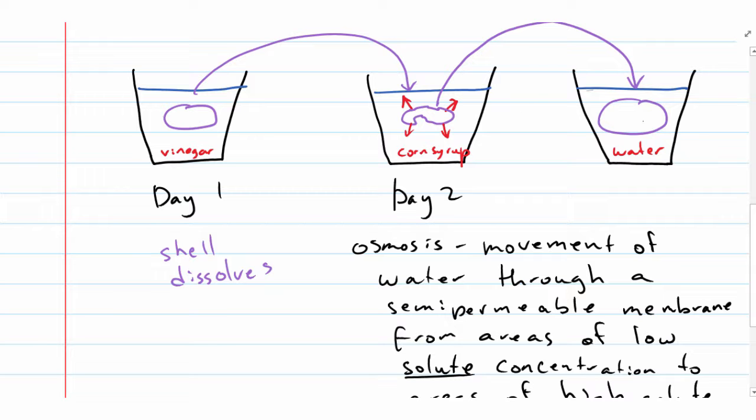And then when we take that egg out of the corn syrup and put it in the water, the area of higher solute concentration is on the inside of the egg. So the egg gets bigger because water is moving into the egg. As it moves into the egg, then the egg winds up growing.